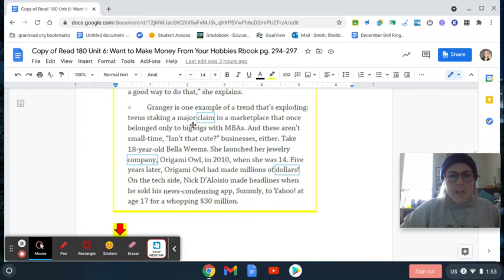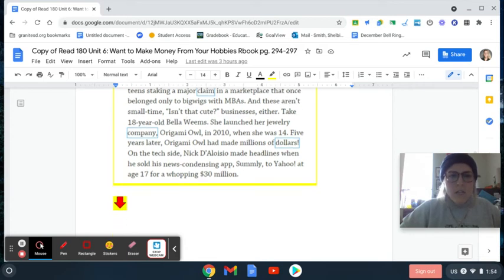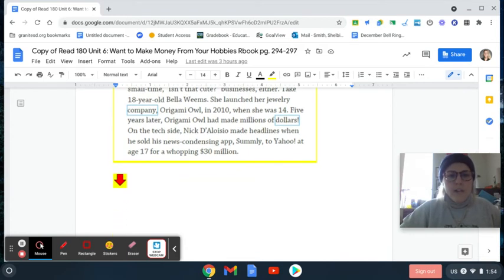Teens staking a major claim in a marketplace that once belonged only to bigwigs with MBAs or masters in business. And these aren't small-time businesses either. Take 18-year-old Bella Weems. She launched her jewelry company, Origami Owl, in 2010 when she was just 14. Five years later, Origami Owl had made millions of dollars.